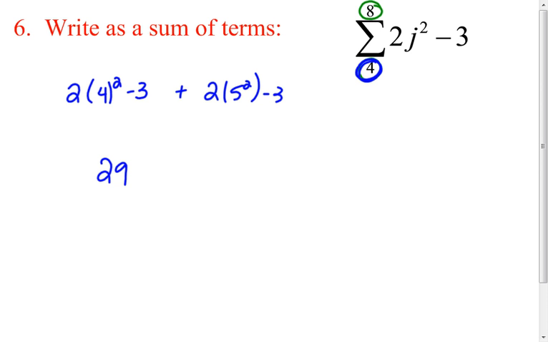So the first number I plugged in was 4. Then I'm going to plug 5 in. Then I'm going to plug 6 in. When I do that, I get 47. Then I will plug 6 in. 2 times 6 squared minus 3. When I do that, I get 69.